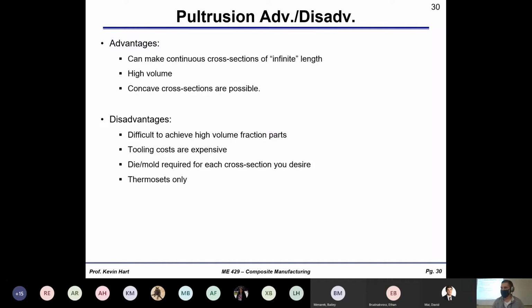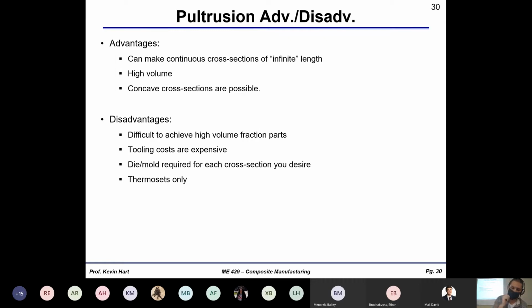High volume production, right? If you have enough fiber and you can pull your fibers fast enough, you can make quite a bit of material here. It's a continuous process, right? So if you just run this 24 hours a day, you're going to have I-beams for days, all right? Concave cross sections are possible. Unlike filament winding, you could make that star-shaped pattern if you wanted.